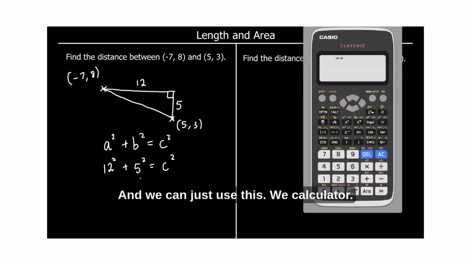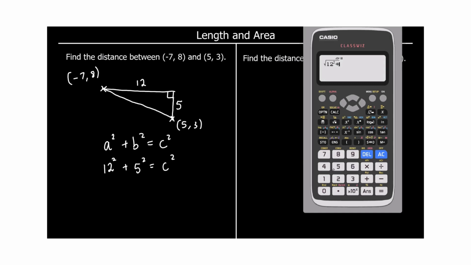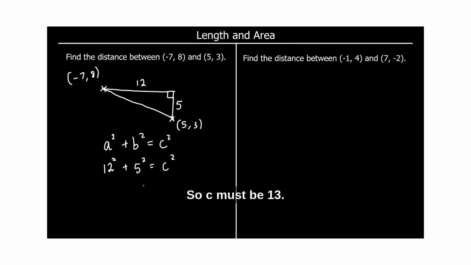And we can just use a calculator. So we want the square root of 12 squared plus 5 squared. And that will be 13. So c must be 13. So the distance is 13 units. One for you to try. Give it a go.